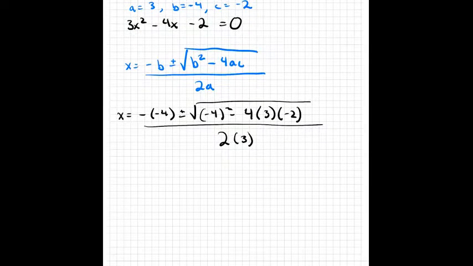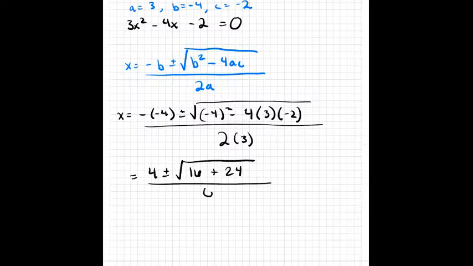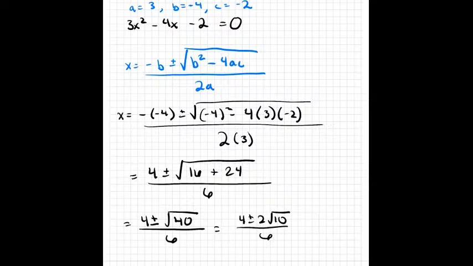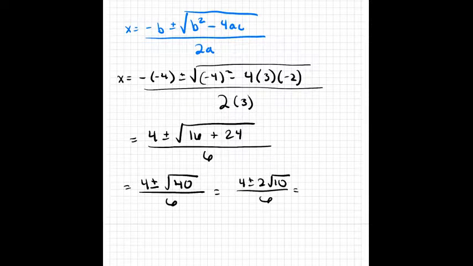Okay, so if we keep going, it's going to be 4 plus or minus the square root of 16. Double negative is positive. 6 times 4 is 24, over 6. So that's 16 plus 24, which is 40, the square root of 40 over 6. 4 times 10, okay. Then the square root of 4 is 2, so it's going to be 4 plus or minus 2 times the square root of 10. Everything is divisible by 2, so then we get 2 plus or minus the square root of 10 over 3. And then you can use your calculator to crunch those numbers.